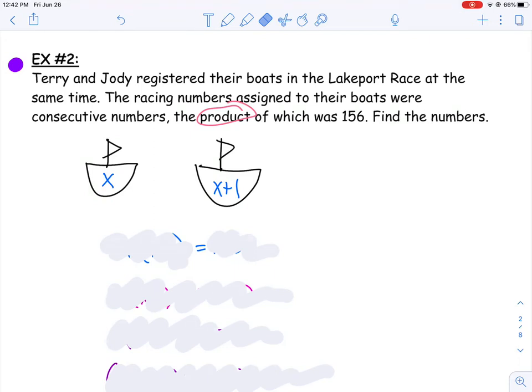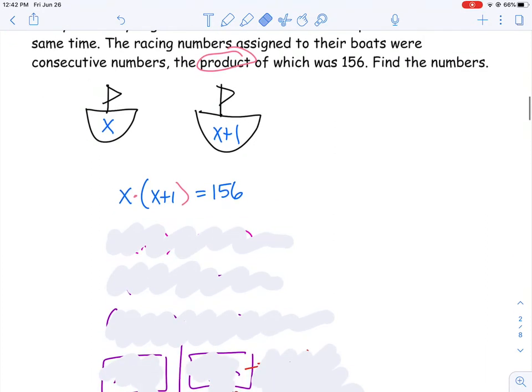I don't want to call it Y or a different variable because I don't want to have too many variables in my equation. All right, here we go. It also says in my problem that the product of these two numbers, whatever they are, is equal to 156. So now I'm going to use that to make an equation. I know I have the first boat, which is X. I know I have the second boat, which is X plus 1. And I know that when I multiply them together, the product should be 156. So now I have an equation that looks like this.